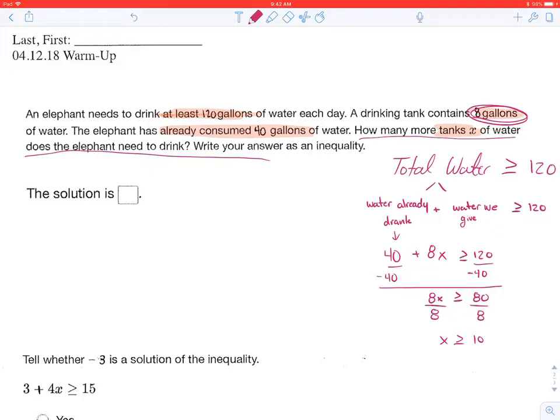X, which represents tanks, needs to be at least 10. So either equal to 10 or more than 10, so that we can have at least 120 gallons by the end of the day.